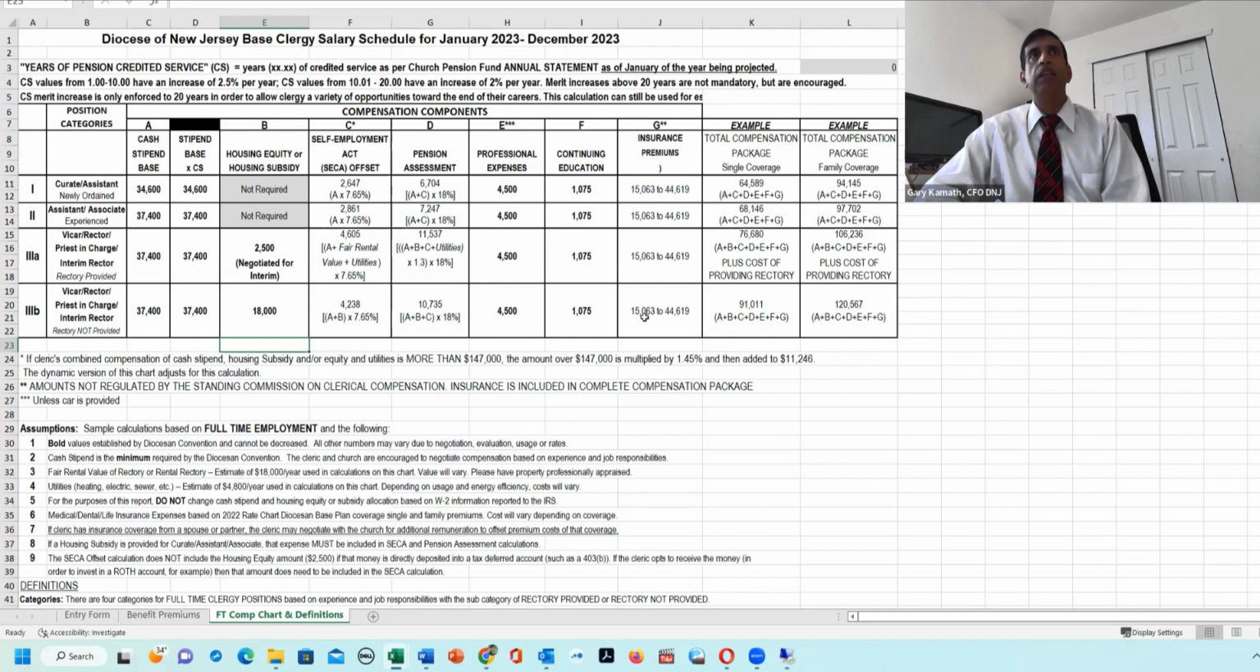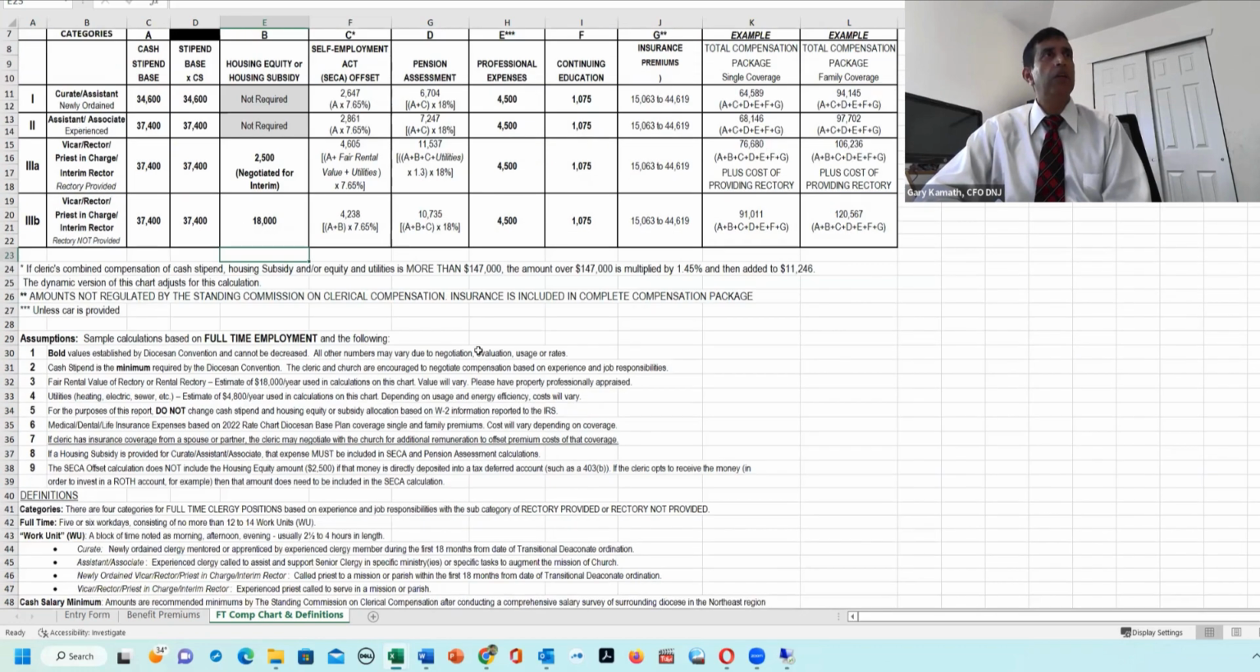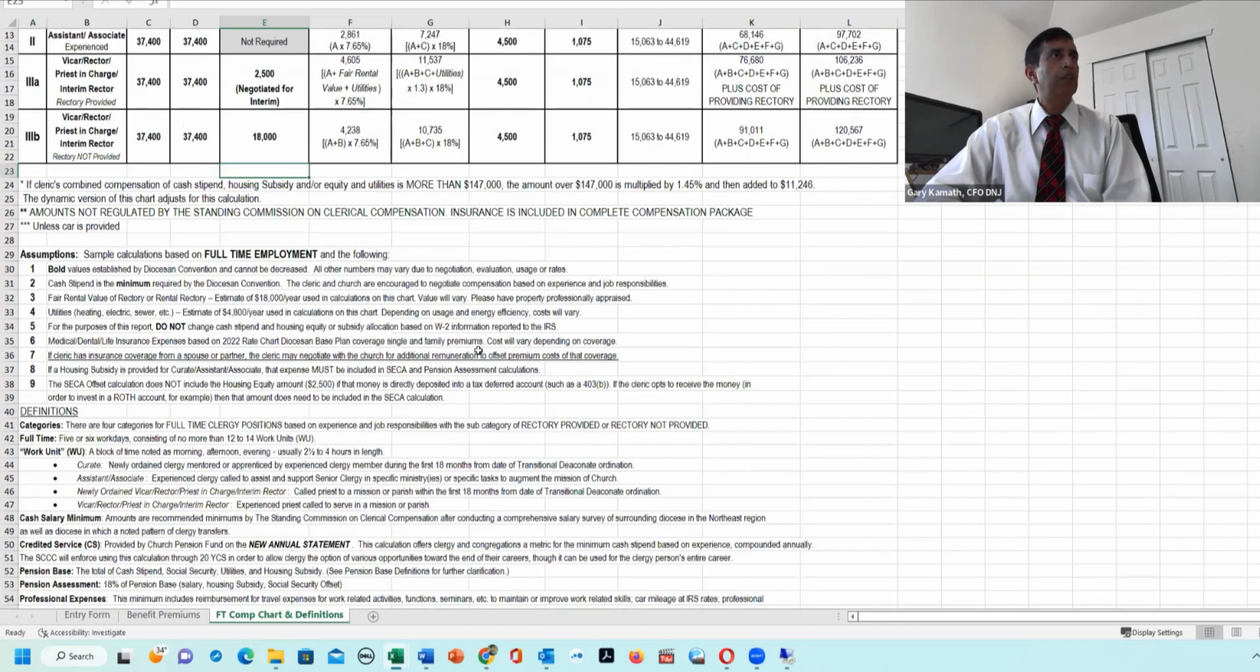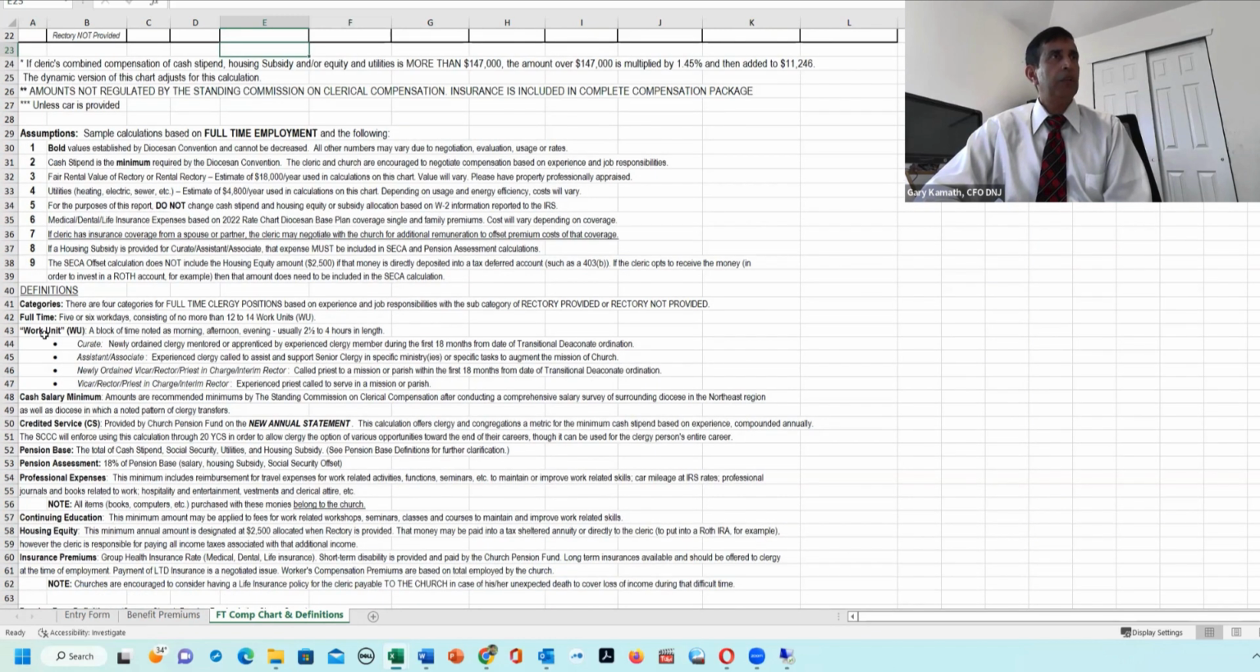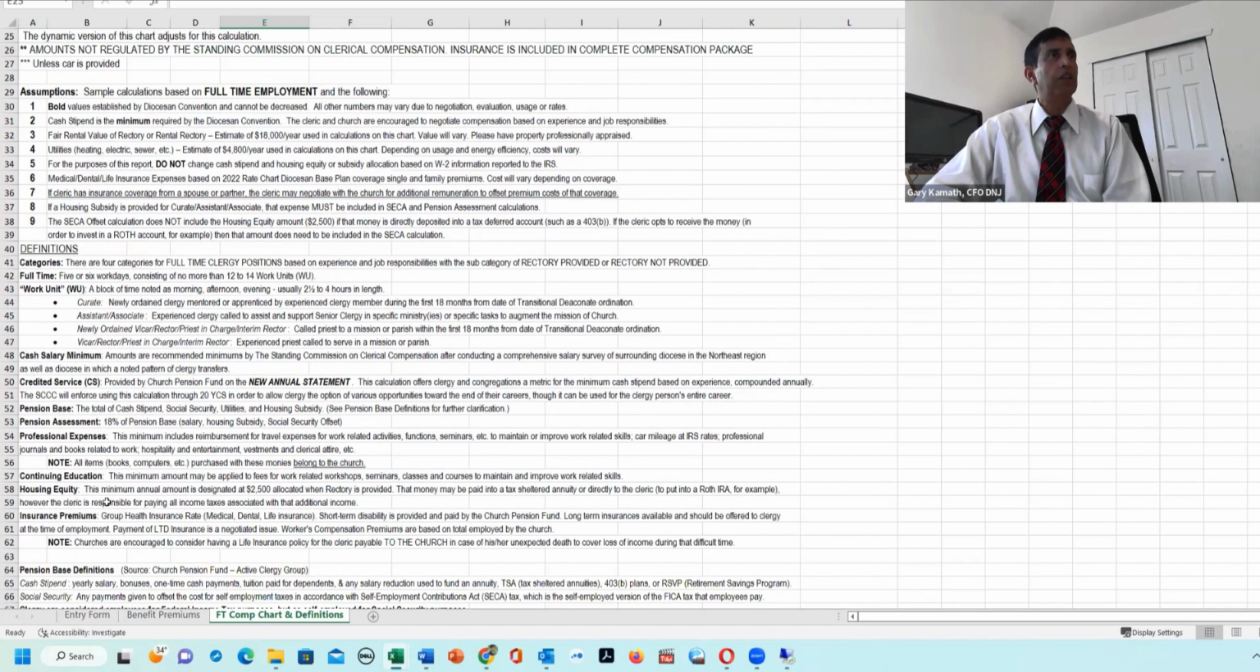It could be from different plans. They could opt into the church plan, or they could have their own, maybe from their spouse. So you'll see it on the benefit premium section, but it could be from 15,063 to 44,619. And some other items are already explained within these definitions and assumptions, and comp chart and definitions. So the key thing you'll see is the credited service here. Work unit comes in when we talk about part-time clergy, and it talks about pension assessment and some of the calculation and some of the details.